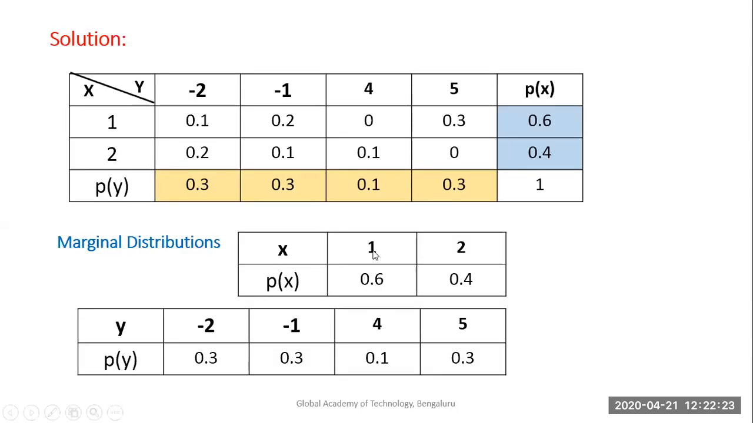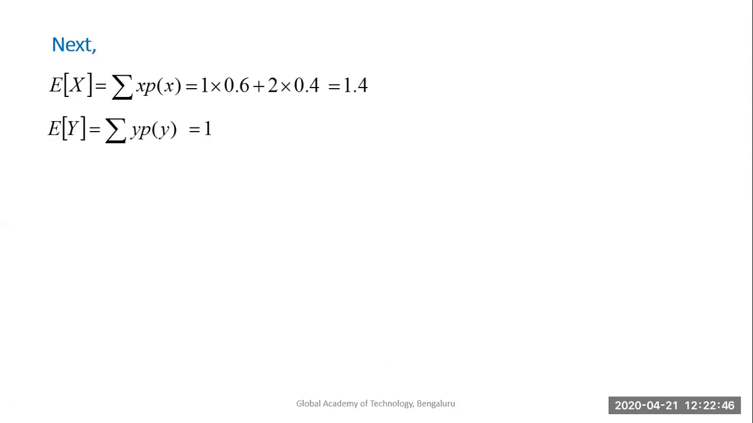Next, to find the coefficient of correlation, first we find the expectation of x. The expectation of x is the summation x into p of x. So multiply x with the corresponding probability: 1 into 0.6 plus 2 into 0.4. To find the expectation of y, take the summation y into p of y, that is -2 into 0.3 plus -1 into 0.3 plus 4 into 0.1 plus 5 into 0.3. So we get the expectation of x as 1.4 and the expectation of y as 1.